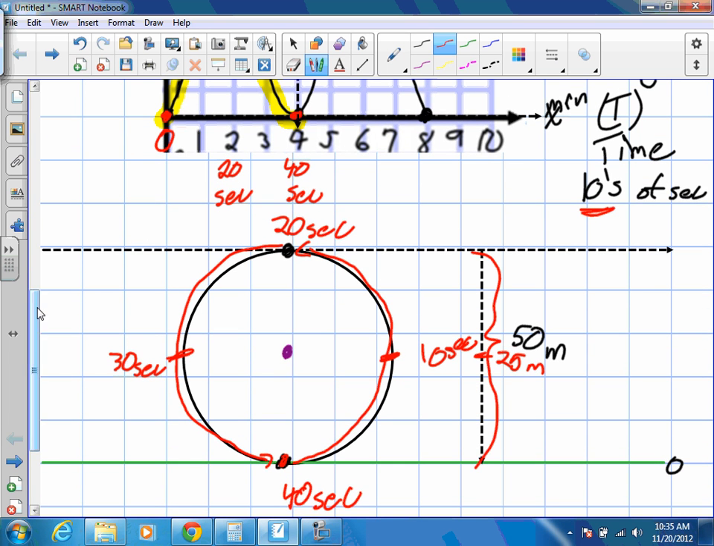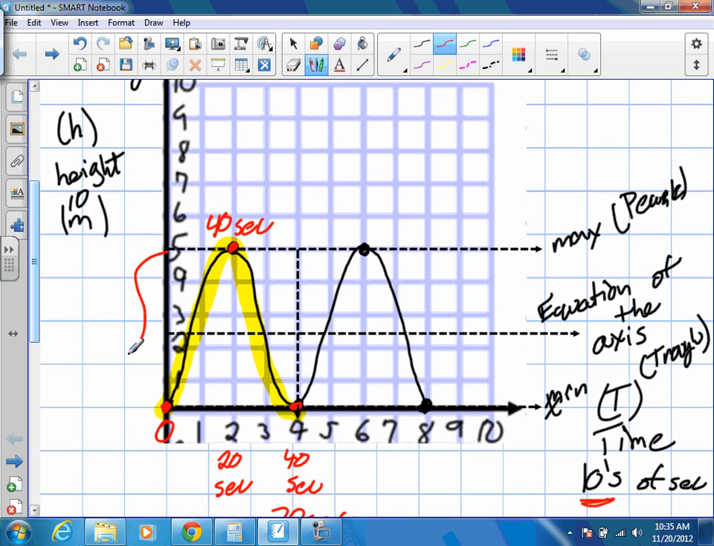Or in other words, from here to here, this is the range, which was 50 meters. The period was 40 seconds, which means another 40 seconds we should get right back to that same spot again, which we do at 80. So it takes another 40 seconds.